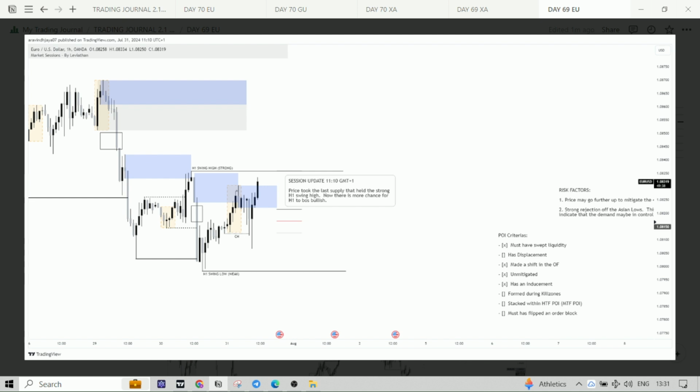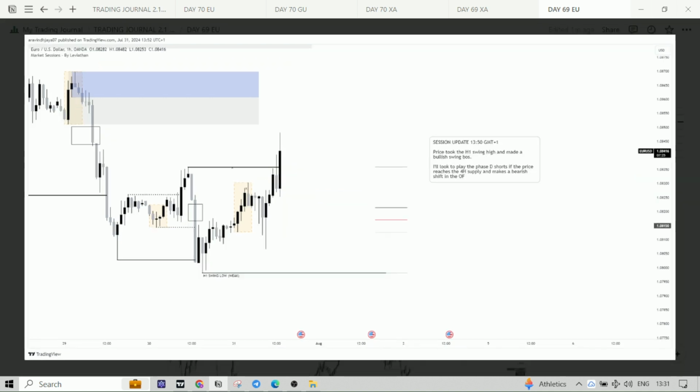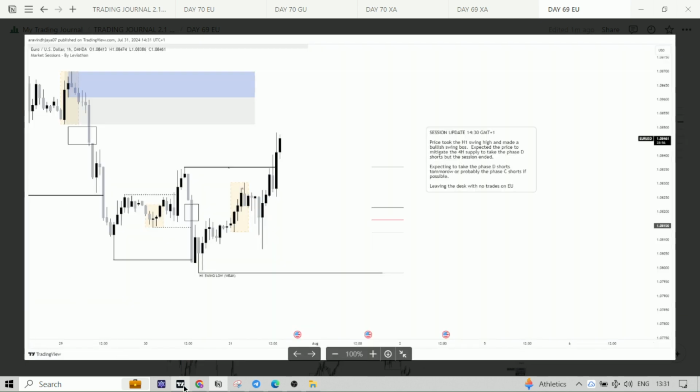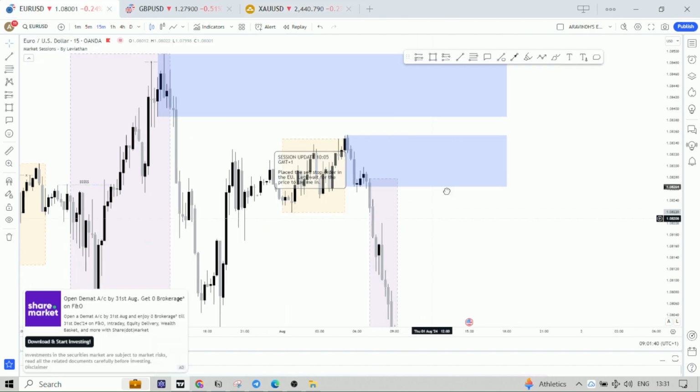So I waited for that to happen, but price actually liquidated the H1 swing high and then it pushed down. Eventually price took out the H1 swing high and now it's bullish. So price took out this strong liquidity and we can expect a push down tomorrow. So let's see how the price happens to be. Then I'll just give you a glimpse.